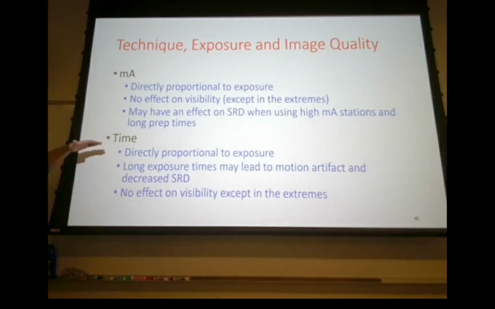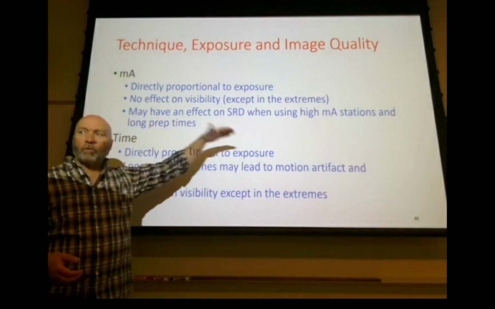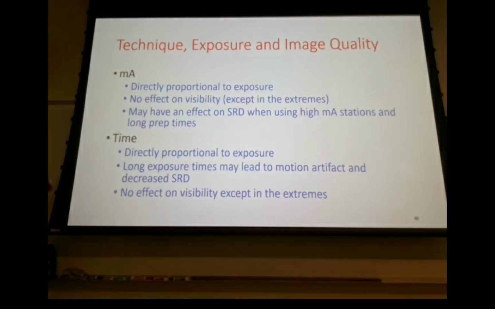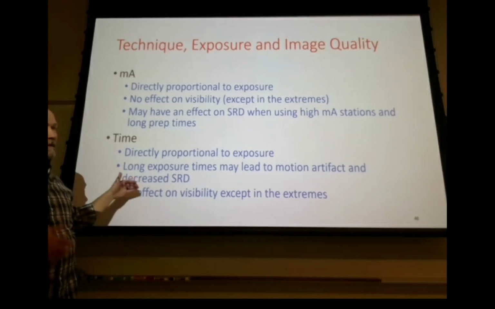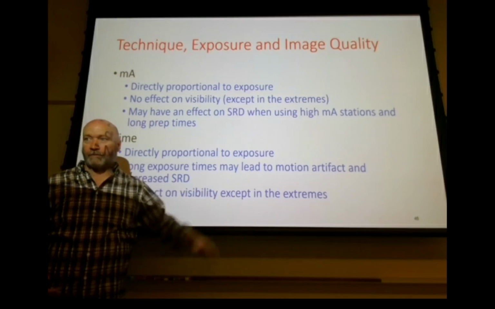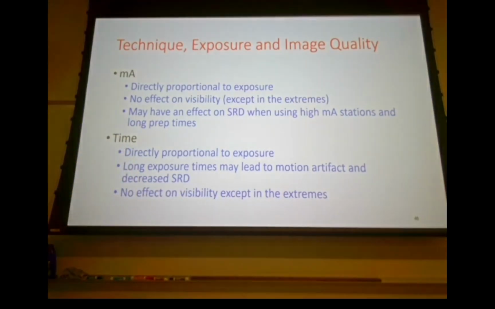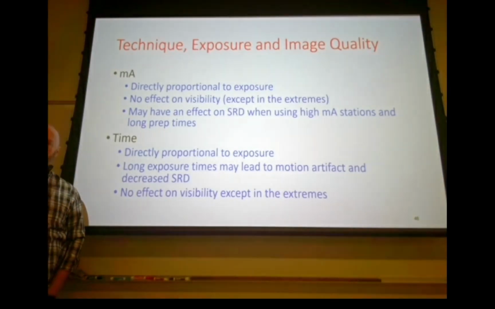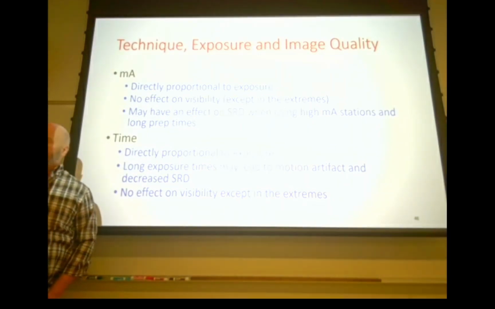So it can have effect on sharpness or recorded detail, visibility only in the extremes, and the same thing with time. So with time, it's directly proportional to exposure. But in this case, what we get is if we have a high mAs value, then it may lead to motion artifact. Remember, for testing all the way through the registry, the number one thing that's going to mess up your sharpness or recorded detail that you have no control over is motion. Exactly. You can't control the patient.